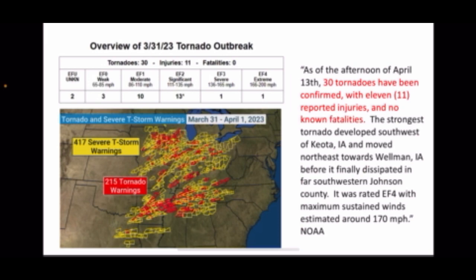And a quote from NOAA says that as of the afternoon of April 13th, 30 tornadoes have been confirmed with 11 reported injuries and no known fatalities. The strongest tornado developed southwest of Keota and moved northeast towards Wellman before it finally dissipated far southwest of Johnson County. It was rated EF4 with maximum sustained winds estimated around 170 miles per hour.